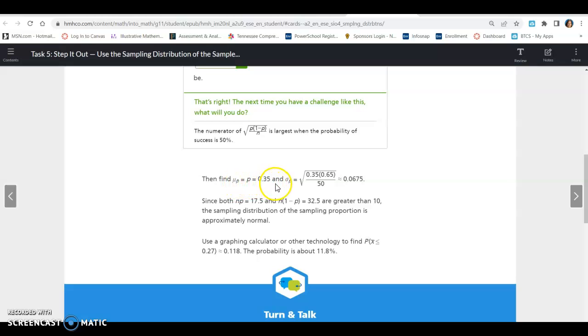Okay, so when it's 35%, we know that this is going to be approximately 0.067, and that's using the formula from above. And then it says since both NP and N times 1 minus P are greater than 10, we know that this is approximately normal. So then it says use a graphing calculator or other technology to find P for x less than or equal to 0.27, and that's going to be approximately 11.8%. All right, if you have any questions on task 5, please let me know.